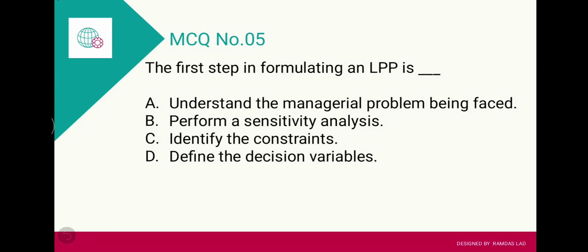A, understand the managerial problem being faced. B, perform a sensitivity analysis. C, identify the constraints. D, define the decision variable. So when we are going to formulate any linear programming problem, we have to understand the managerial problem being faced. What is the problem in the industry? What is the problem in the business enterprise? We have to understand this problem, and then we can go to the next step for formulating the LPP. So please check the answer. Correct answer is option A.